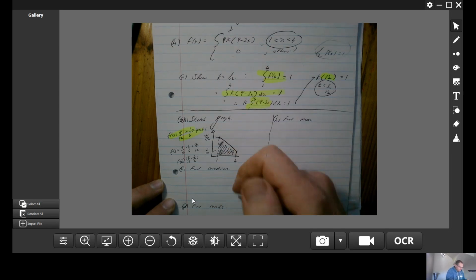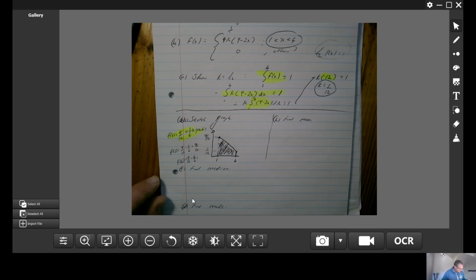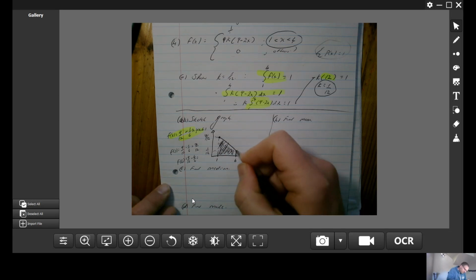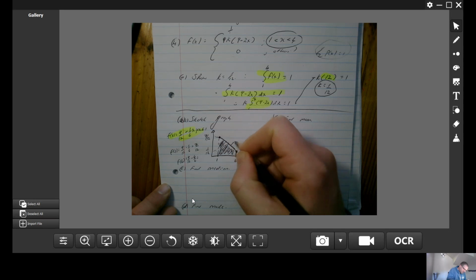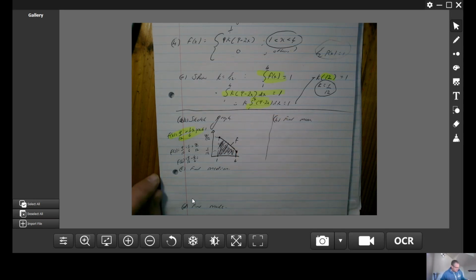That area must be equal to the sum of this whole area over here using integration, which must be equal to 1. So there's your graph, that's the graph of f. Then the next question says, go find the mean.